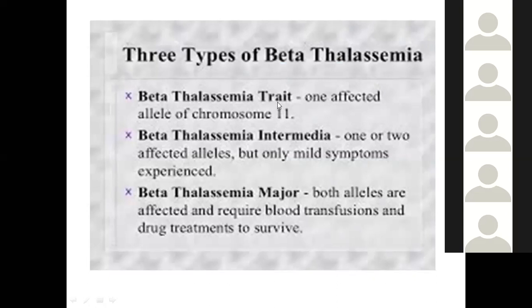Now 3 types of beta thalassemias are there. Beta thalassemia trait है, one affected allele of chromosome 11. Beta thalassemia intermedia, 1 or 2 affected alleles but only mild symptoms experienced. देखो alleles अपने पास 4 होते हैं ना, 2 alleles for 1 and 2 alpha for the other gene. Beta thalassemia major, both alleles are affected and require blood transfusion and drug treatment to survive.